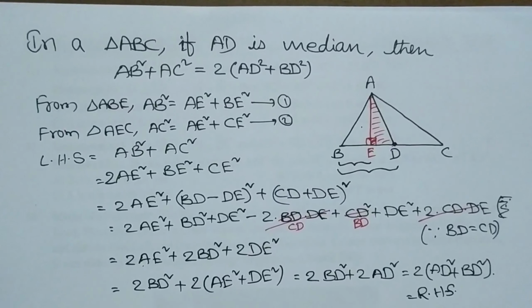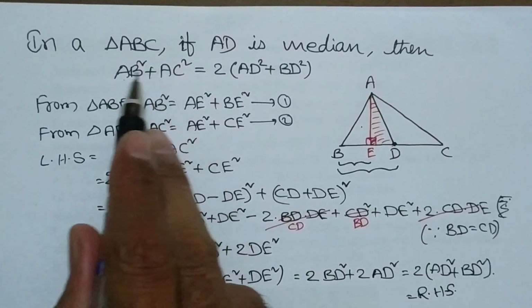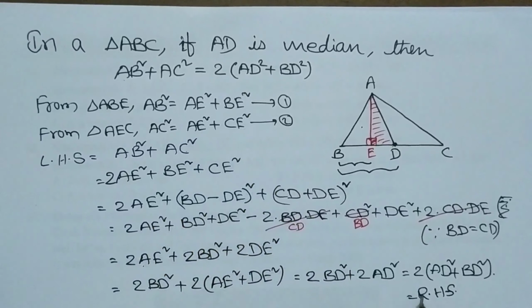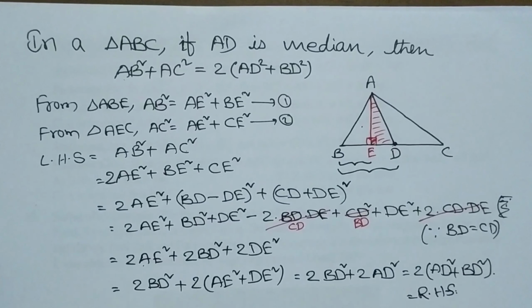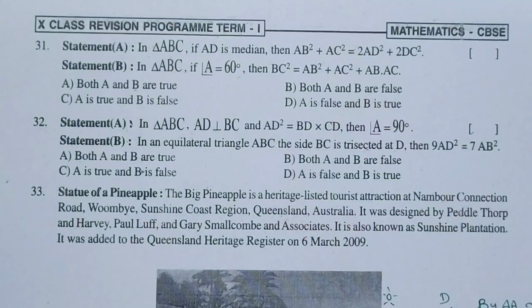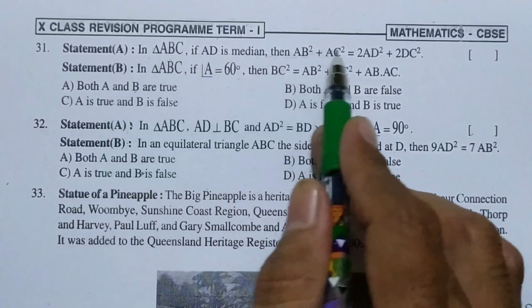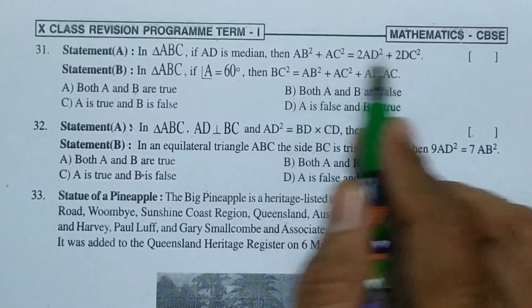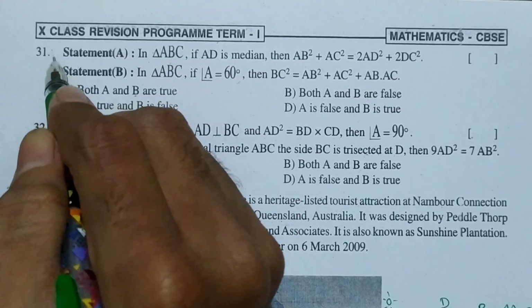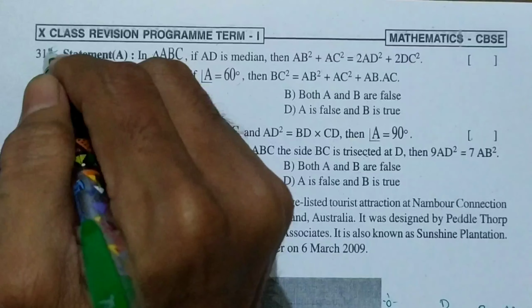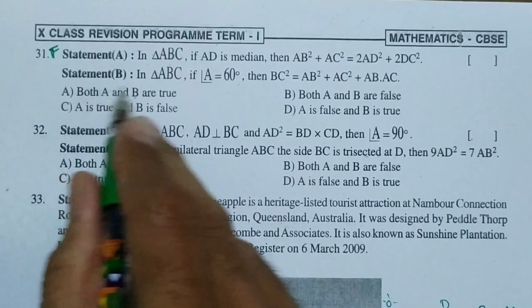Therefore LHS equals RHS. We see AB square plus AC square equals 2 times AD square plus BD square. So hence proved. Just now we have seen the theorem. So according to the statement, the given statement is false. So statement A is false. Now let us see statement B.